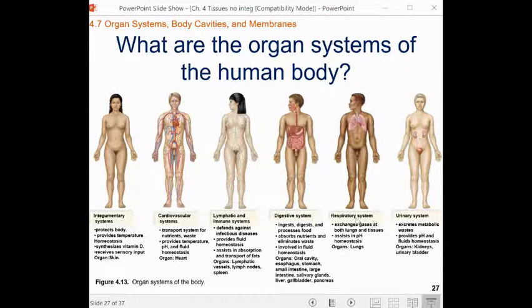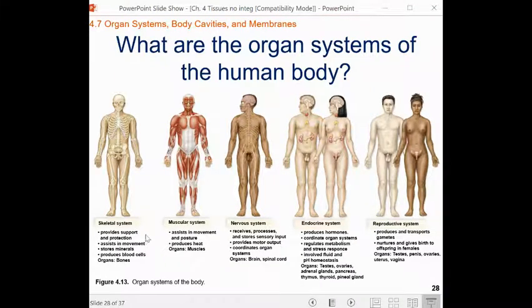Respiratory system exchanges gases at both the lungs and the tissues. It assists in pH homeostasis, and the primary organ is the lungs. Urinary system excretes metabolic wastes, provides pH and fluid homeostasis, and your primary organs here are the kidneys and the urinary bladder. The skeletal system provides support and protection. It assists in movement, storage for minerals, produces your blood cells, and the primary organ is your bones.